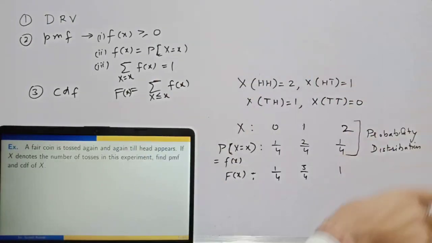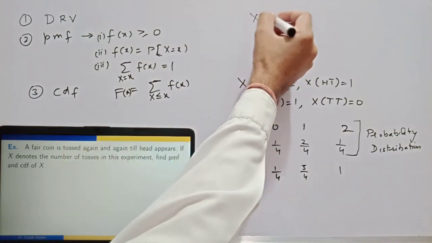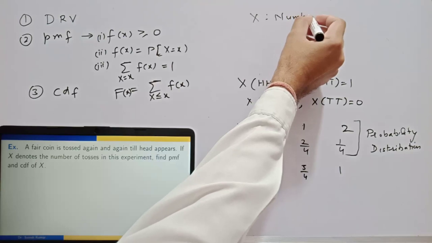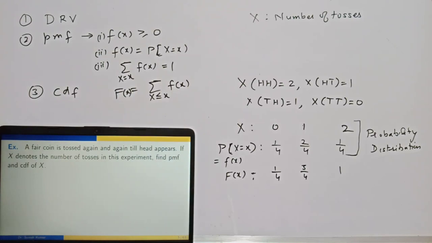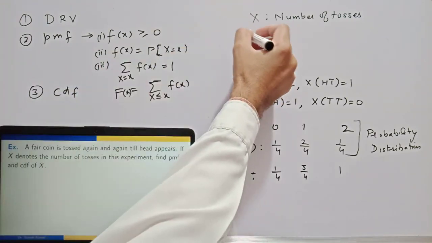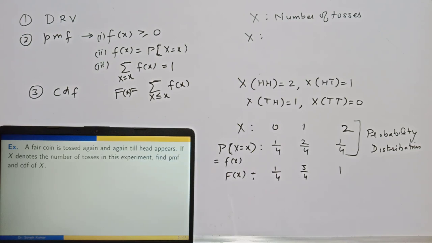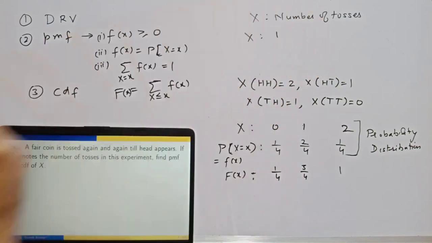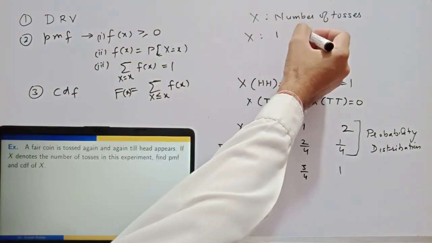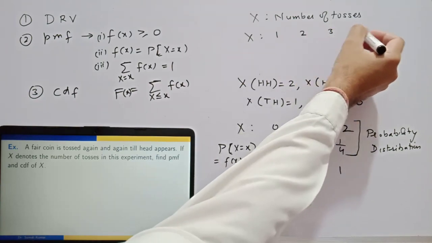X denotes the number of tosses, the number of tosses till head appears the first time. So what are the possible values of x here? First you have to write that for the PMF and then the corresponding probabilities. It is possible that head appears in the first toss itself, so x can take the value 1, maybe in the second toss, third toss, and so on.